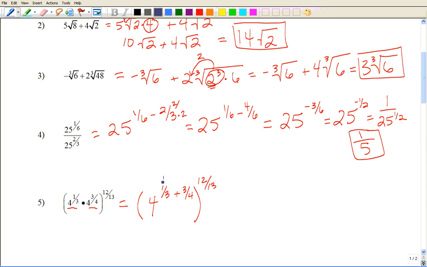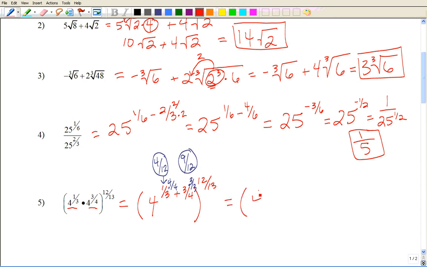So for this one, to make the denominator 12, I'll have to multiply it by 4 over 4. So I'll have 4 over 12. And then on the 3/4, I'll have to multiply by 3 over 3. So I'll have 9 over 12. Now I can add those together because now they have a common denominator.